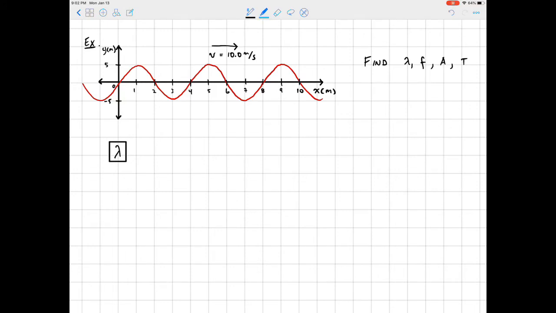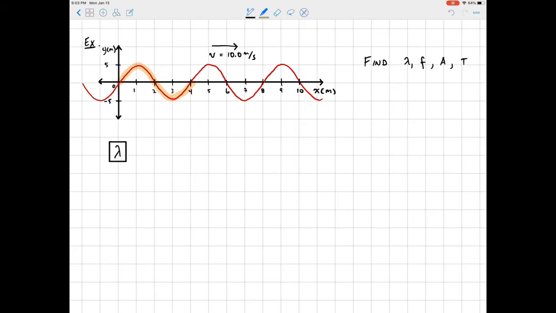Now, to find the wavelength, what I can use here is the actual picture itself. Remember, the wavelength is the literal length of the wave, so all I have to do here is sketch out one complete wave, and it doesn't actually matter where I start sketching out. You can see here I've traced out one complete oscillation of the wave, and I get 4 meters.